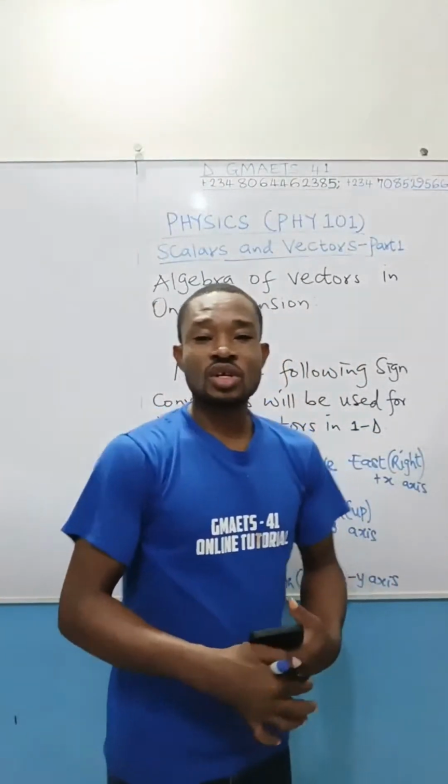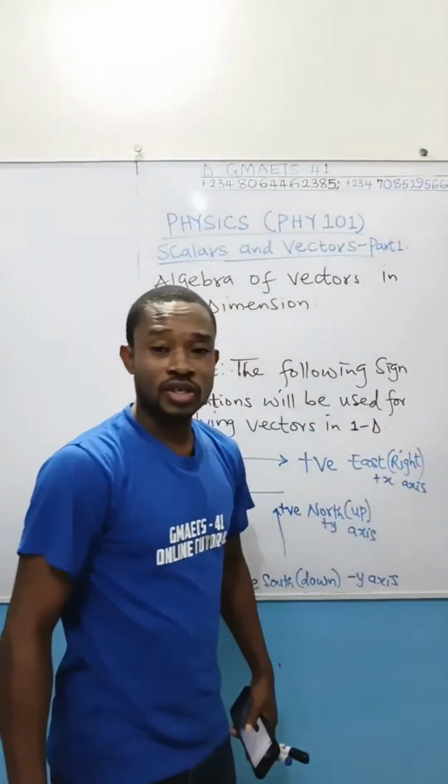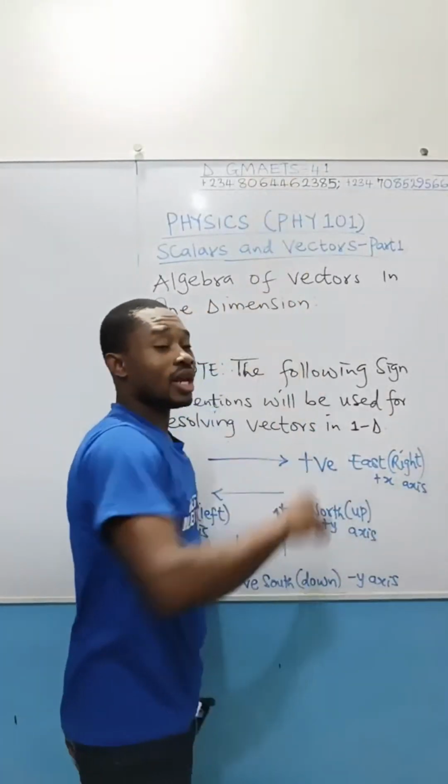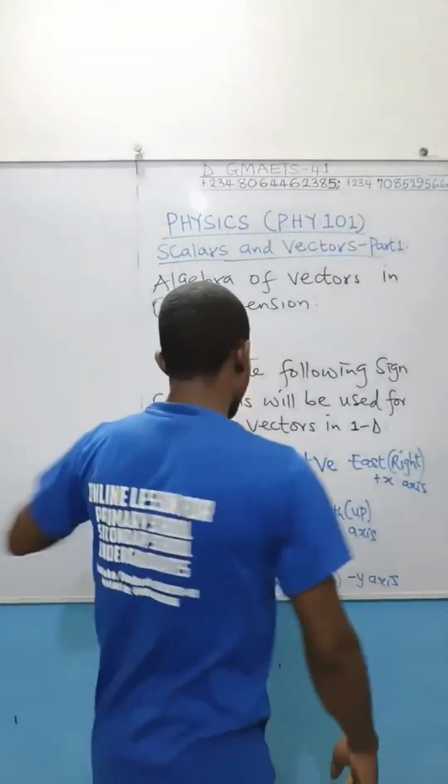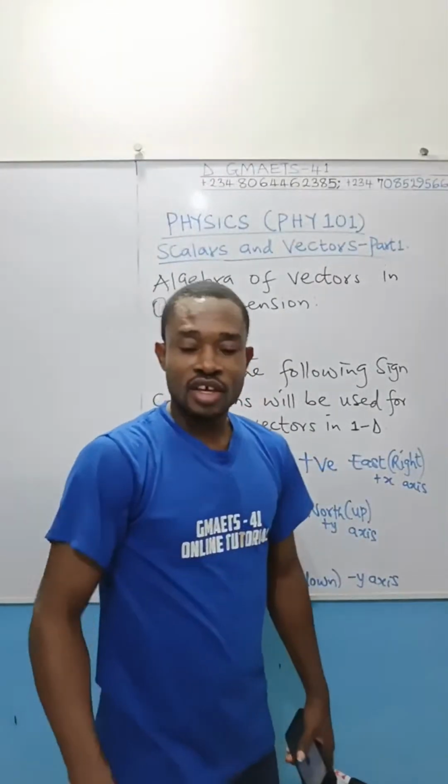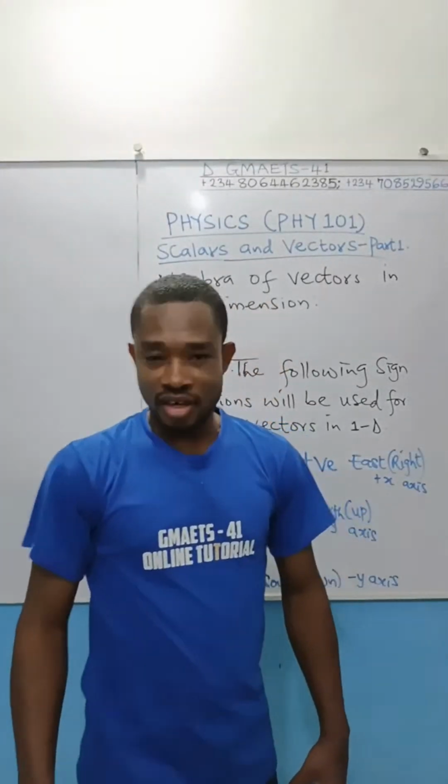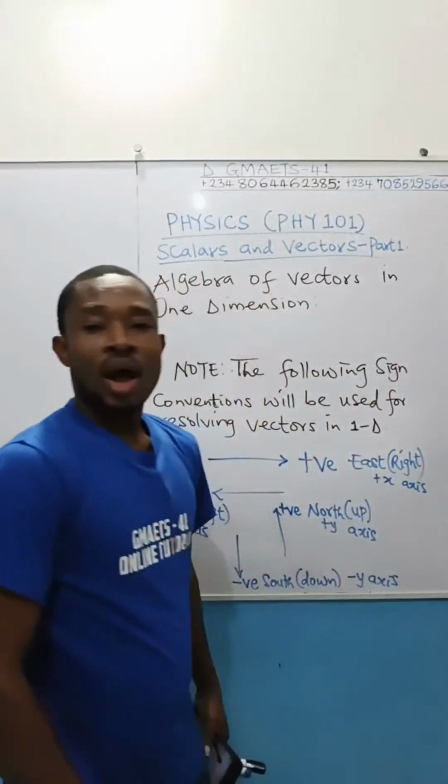So whenever a vector is going to the right, we'll assign it positive. If it's going up, we'll assign it positive. If it's going left, we'll assign it negative. If it is coming down, we'll assign it negative. Our first question.